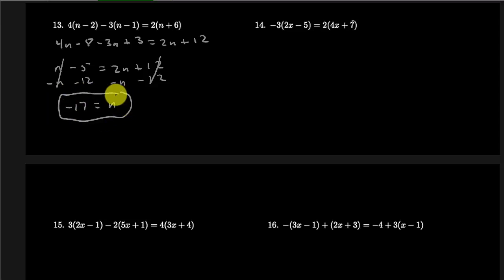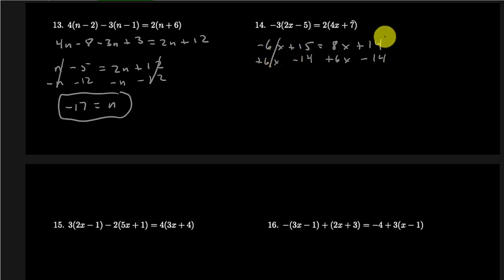All right. Clear the parentheses again. I get negative 6x plus 15 equals 8x plus 14. I guess here it doesn't matter. Let's just add 6x to both sides. Let's subtract 14 to both sides.